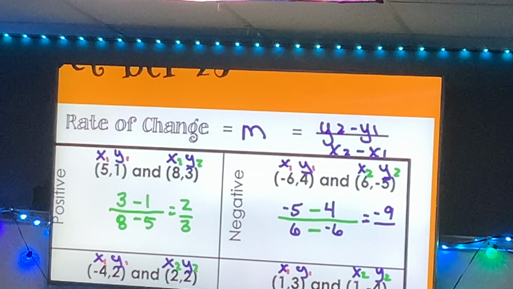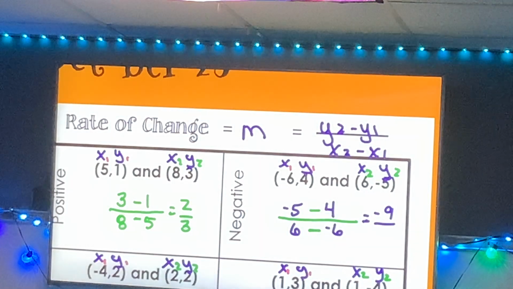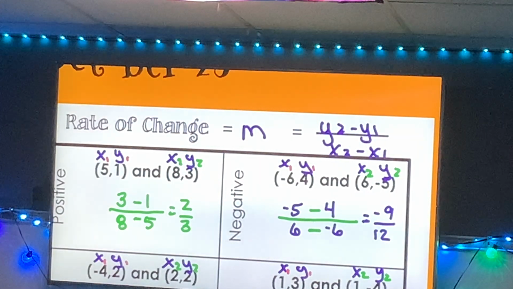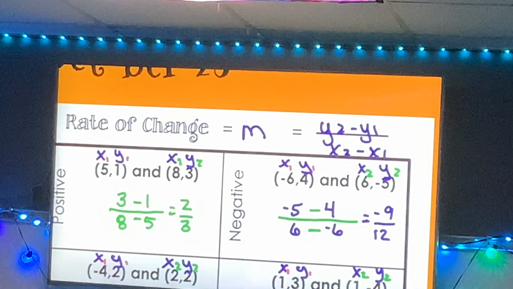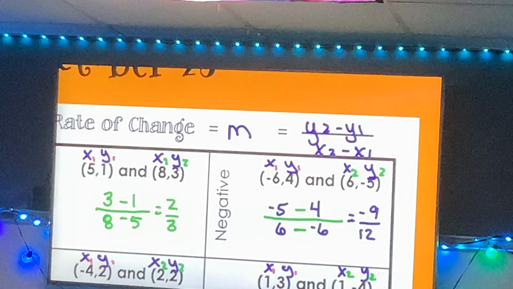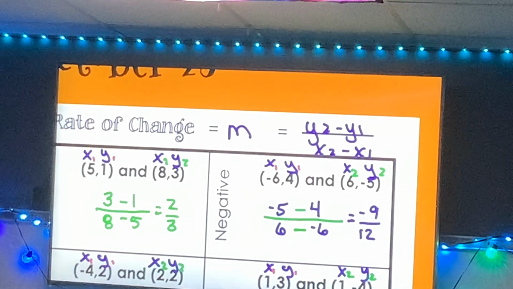Now, if this was a STAAR test, you could totally be done right there. They would take that answer. You would not have to reduce it. Okay? That could be an answer choice. If you want to make sure you always reduce, because on your Eduphoria test, they have to reduce. They don't give you all your options.